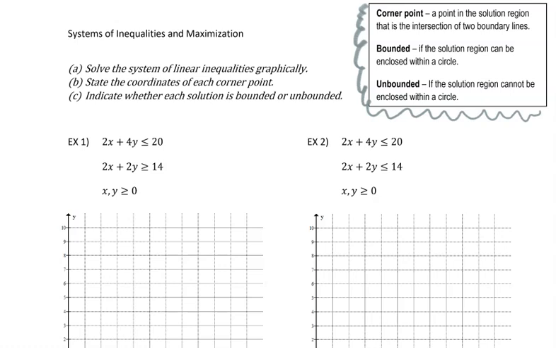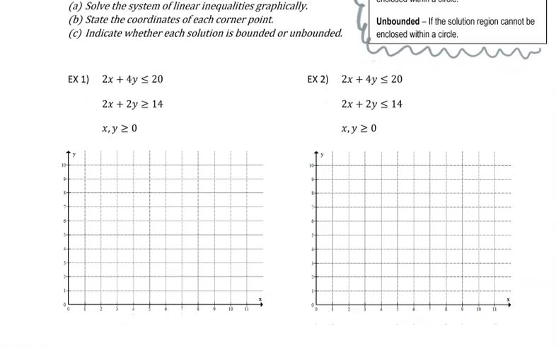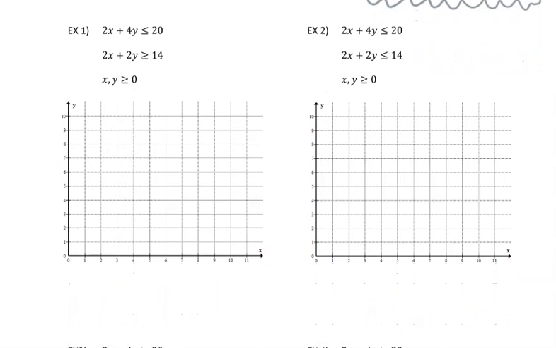So this is going to start out very similar. We're going to solve the system graphically, but then we are going to state the coordinates of each corner point, and then we are going to indicate whether it is bounded or unbounded. All right, so let's go ahead and look at number 1.